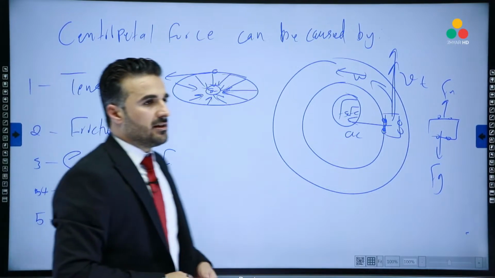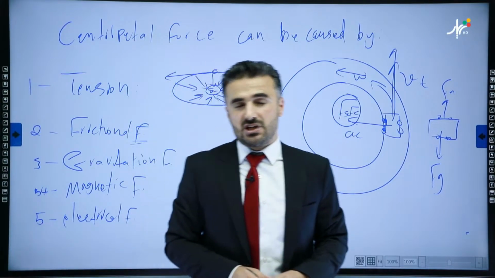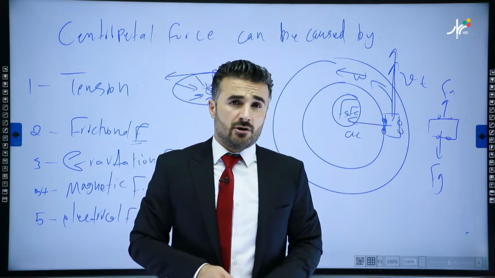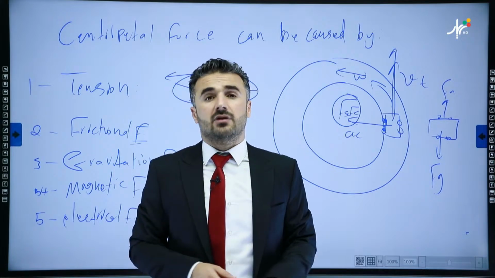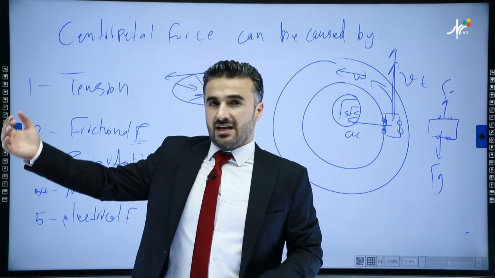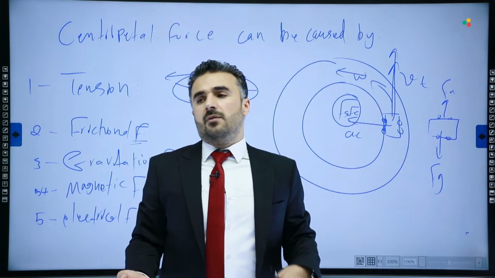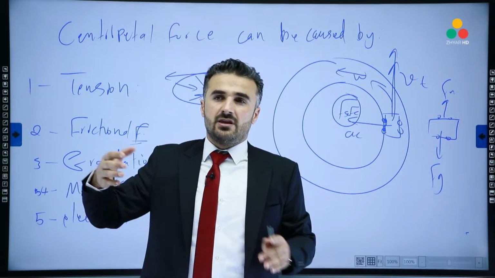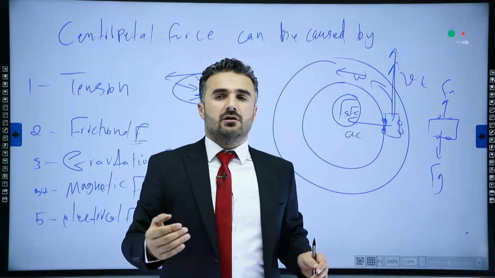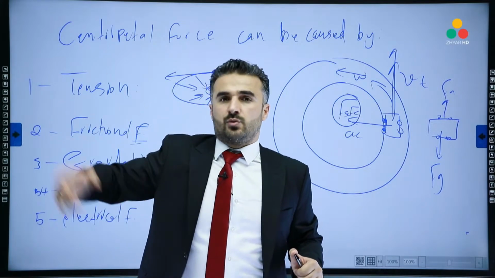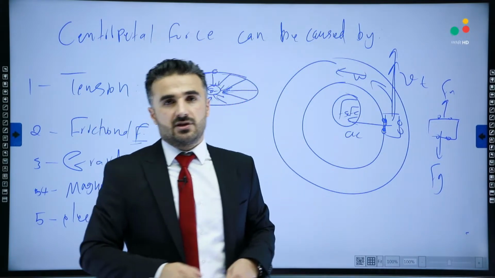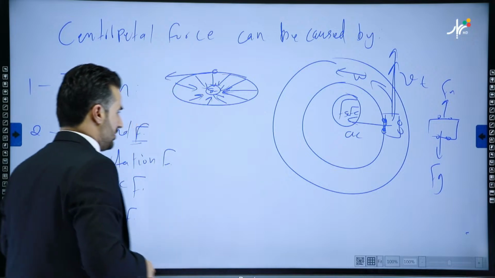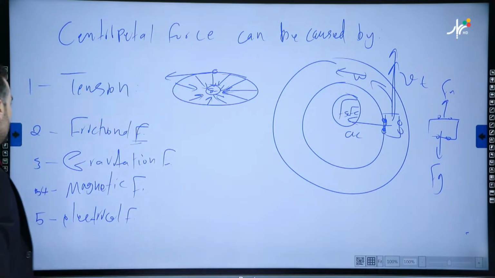Electrical force. How can an electrical force provide centripetal force? Now think about the electrons. Electrons orbit around the nucleus. We do know that electrons are negative. The nucleus is positive. So of course the electrical force between the two makes the electrons revolve or orbit around the nucleus without letting the electrons move away from the nucleus.